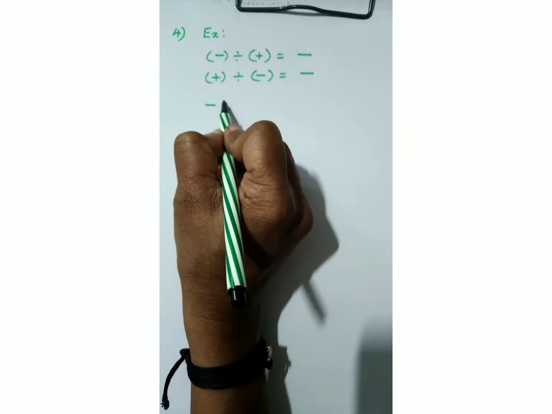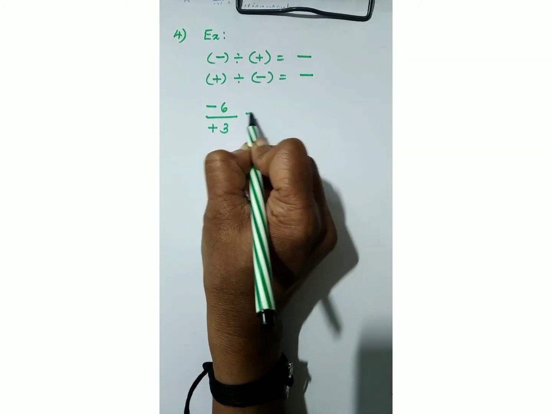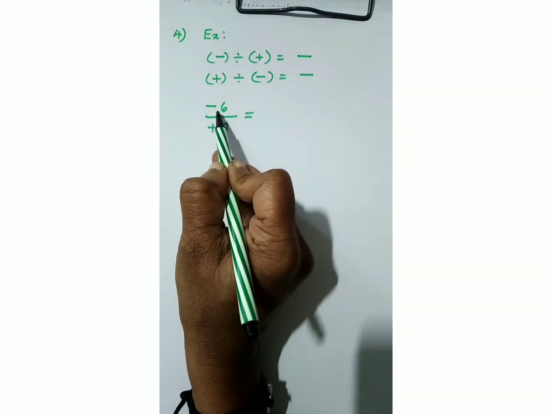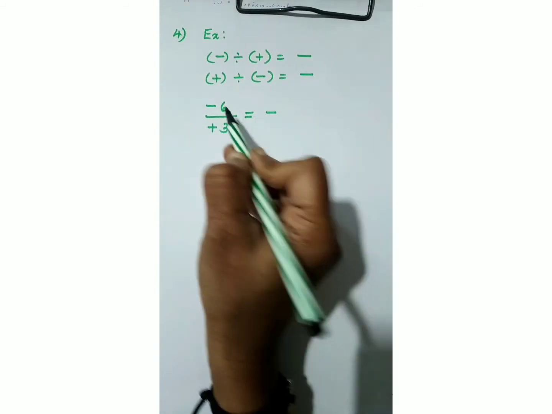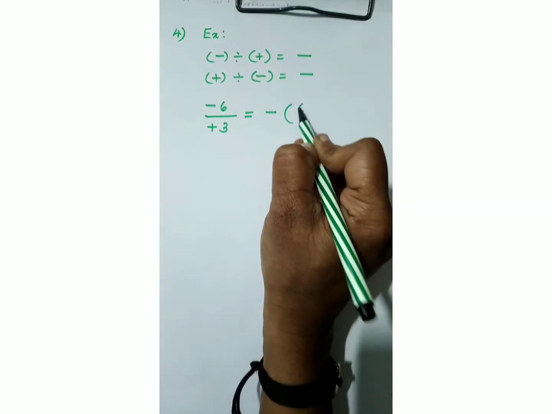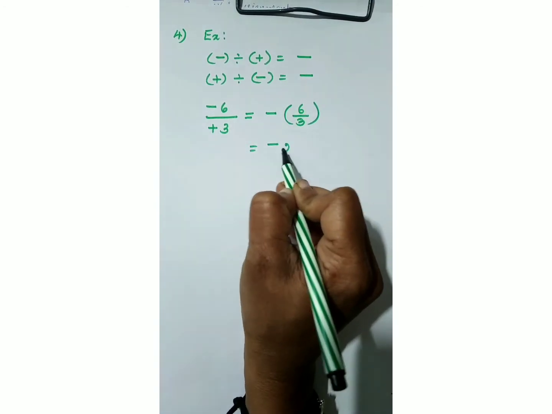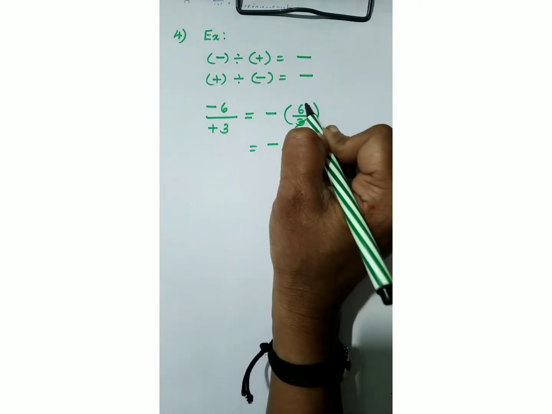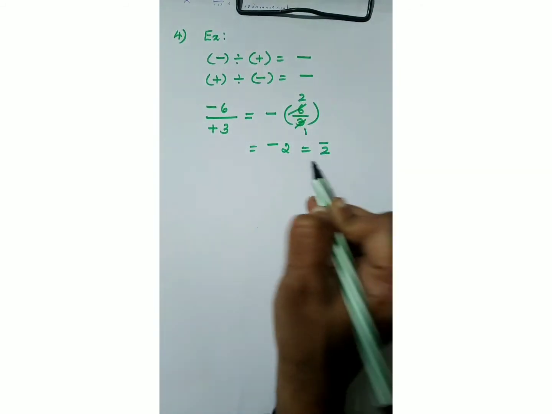Bar or negative 6 divided by positive 3 is equal to, first divide the symbol, that is negative by positive is negative. 6 divided by 3, that is equal to negative 2. 3 ones are 3, 3 twos are 6, that is negative 2 is equal to bar 2.